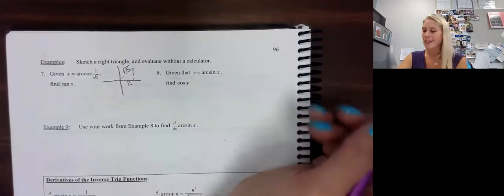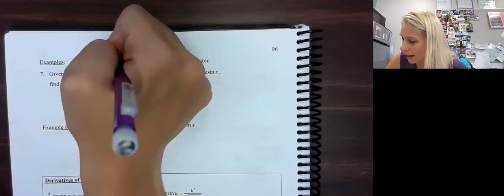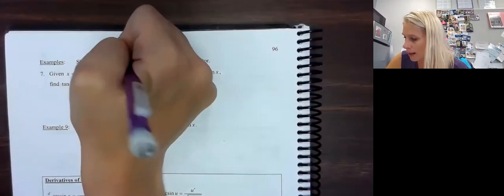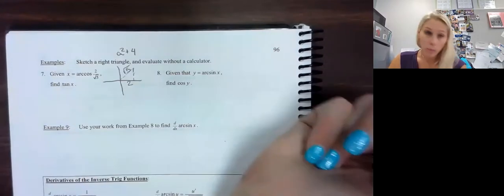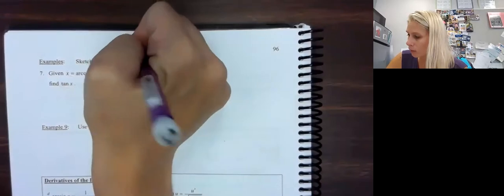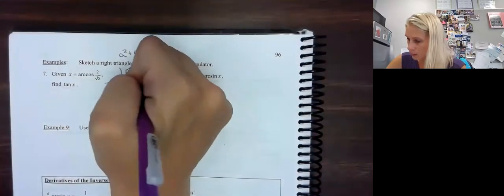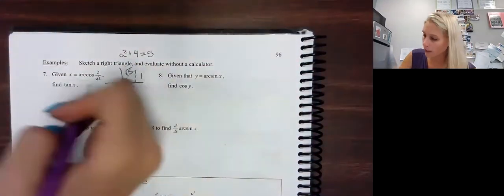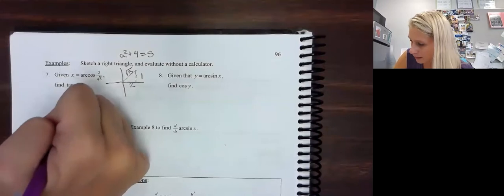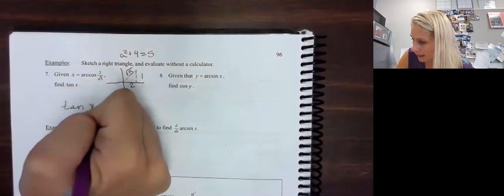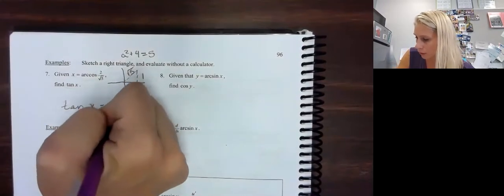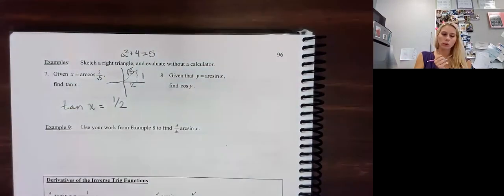We can do the Pythagorean Theorem, right? So we have a squared plus 4, which is 2 squared, by the way, equals, and then squaring the square root of 5 is 5. So a is 1. And now we can evaluate that tan x equals opposite over adjacent, which is 1/2.